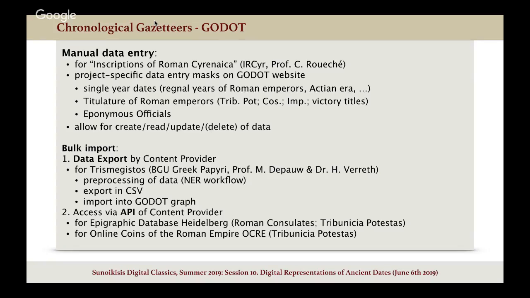Examples for bulk import, we have, as mentioned, what Trismegistos has been doing. They have pre-processed some kind of data by an NER workflow. They have exported that into a CSV file, which I can then import into the Godot graph database. And some other examples for using APIs of content providers are the Epigraphic Database Heidelberg and the Online Coins of the Roman Empire project.